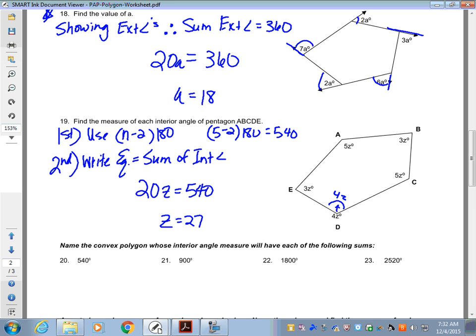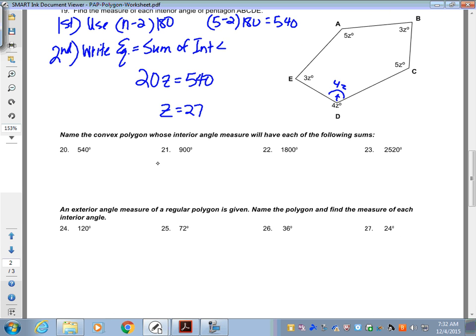Alright, so here, let's go ahead and start this section as well. Here you're going to be asked to work backwards, and the reason why they're asking you to work backwards is because they have given you the sum. It says name the convex polygon whose interior angle measures have each of the following sums. So we have the sum, and whenever I'm finding the sum, I use the formula n minus 2 times 180. But now I know what the sum is.